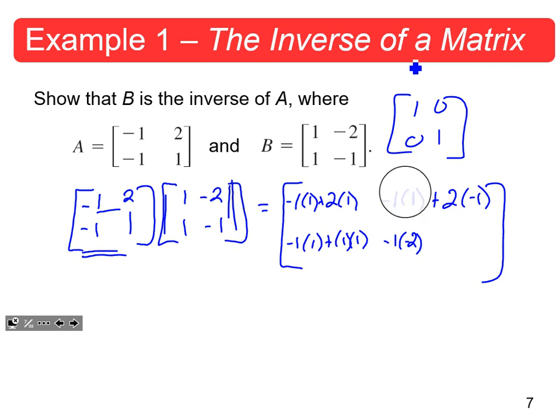I think I see where I got you confused on the top one, because this should have been negative 1 times negative 2. Yes, that's where I think y'all were getting a little confused. We'll go over, down, negative 1 times negative 2. We'll do the same thing, negative 1 times negative 2, plus 1 times negative 1.